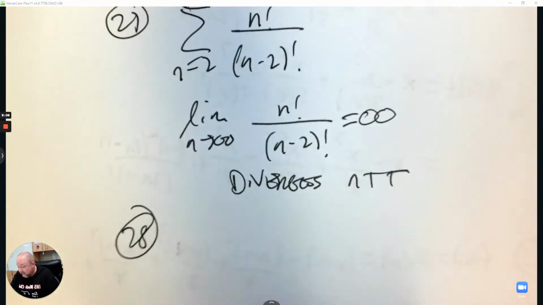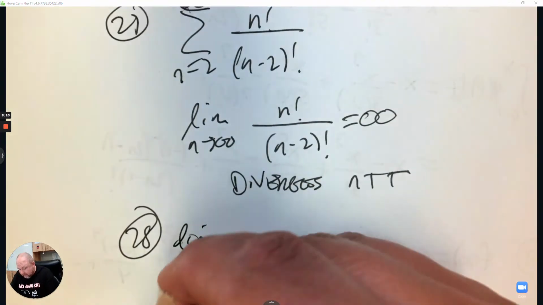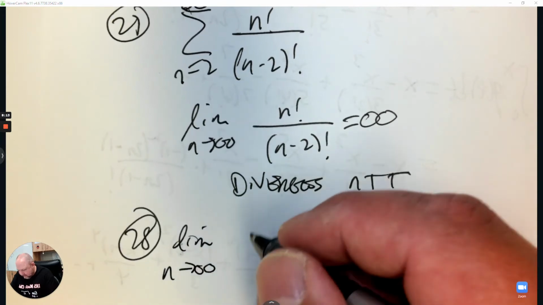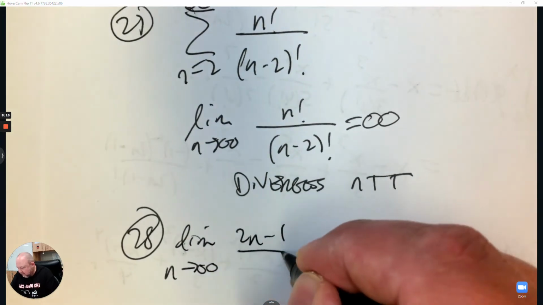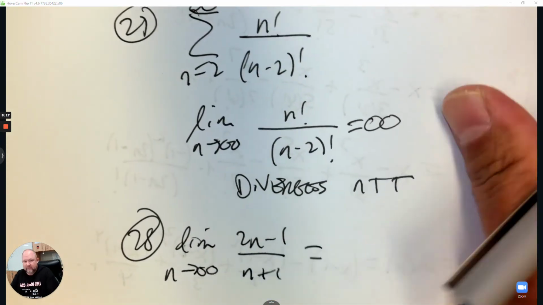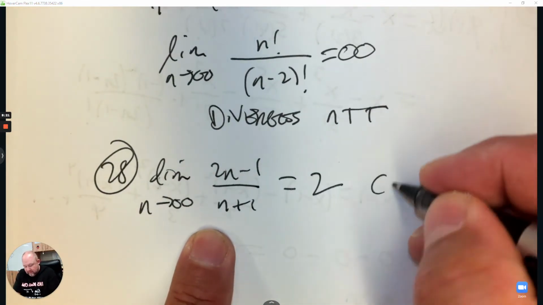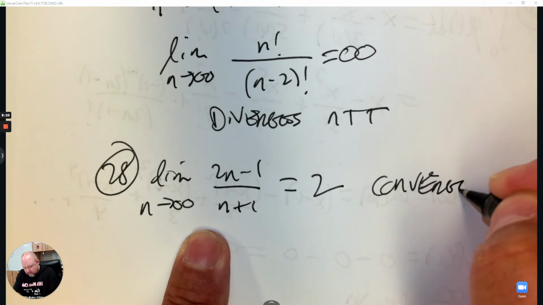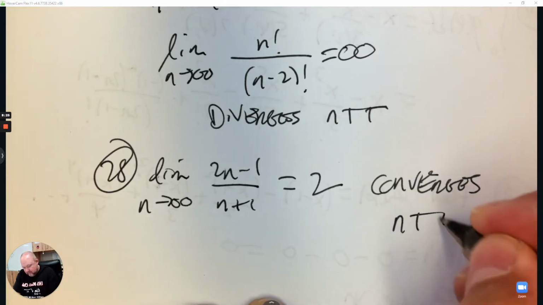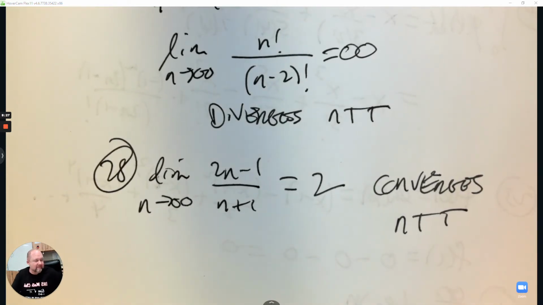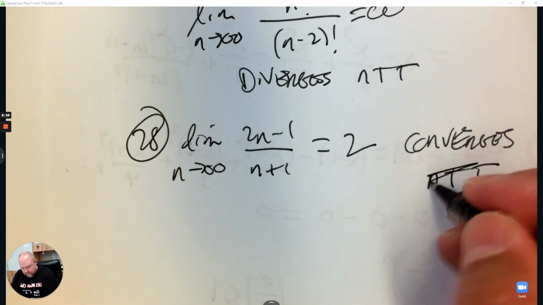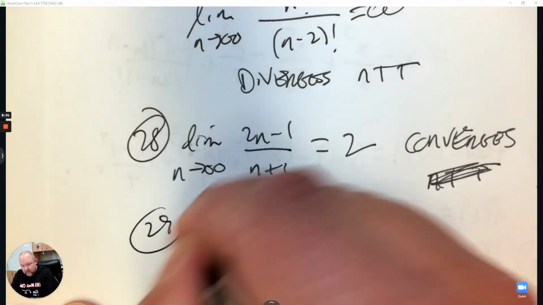Determine the following. Now these are sequences. So because they're sequences, it's different. So a sequence, if it converges to a number, that's the answer. So for this one, the right-hand behavior is 2. It converges. 29. Okay, we do that. Just converges.